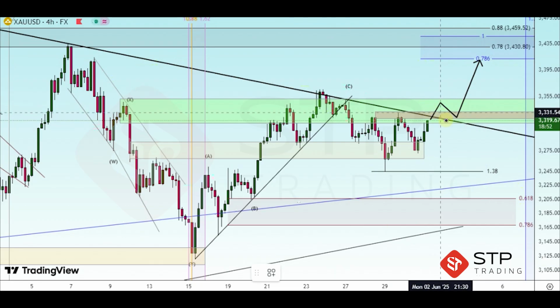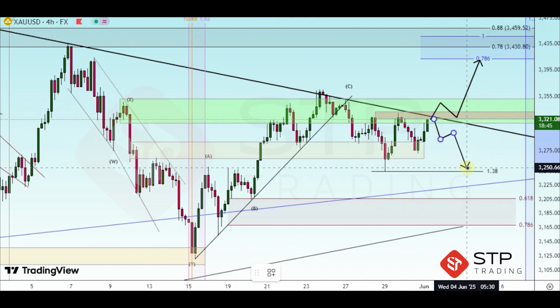However, if the price fails to hold above the resistance zone, the corrective trend may continue toward the previous low.